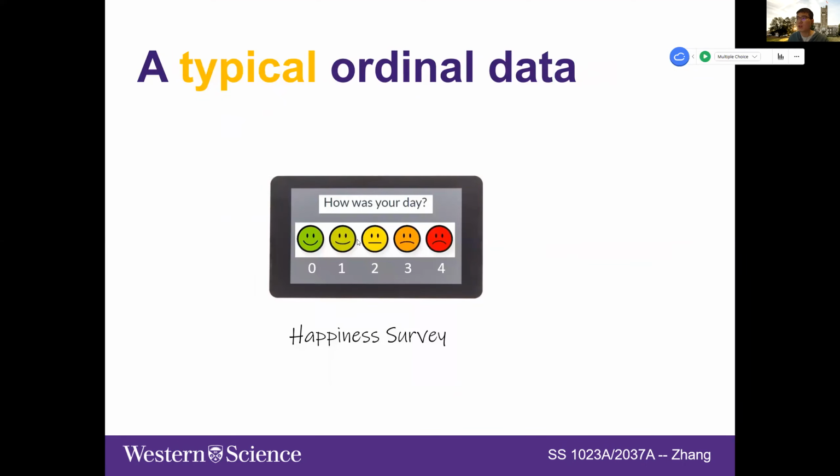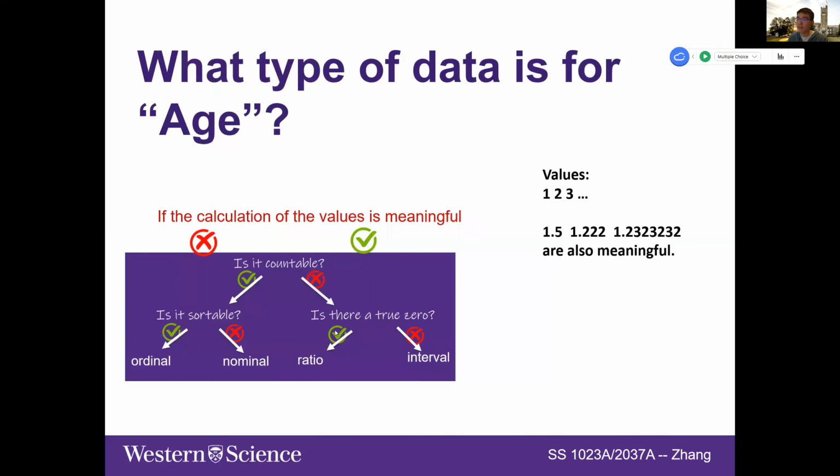There's a question: can age also be a ratio? Yes, that's what I'm saying. We can say age is not countable for this part, and because there is a true zero, it is ratio. Of course, in the exam, if you say age is ordinal, I won't say you are wrong. In the exam, I will only put types of data that are not so ambiguous, so it will be very straightforward for you to tell the type.